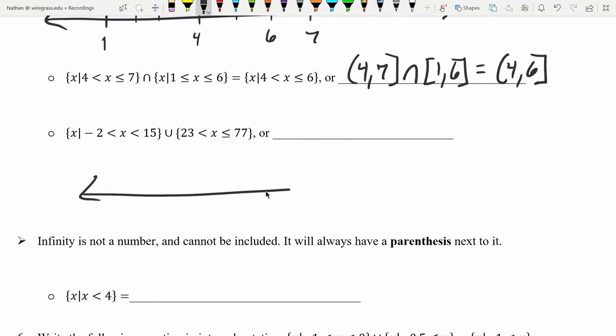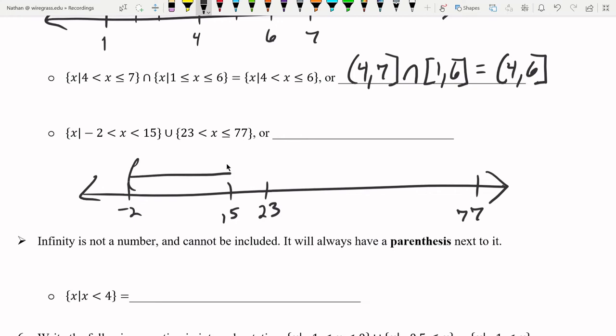Okay, let's move on. Here we have the set, let's see, -2 to 15, and -23 to 77. It can't equal -2 or 15, so it's going to be open dots or parentheses. And then -23 is not included. 77 is included, so we're going to use a bracket. We're looking at the union. And the union between these two things is everything possible from the two sets.